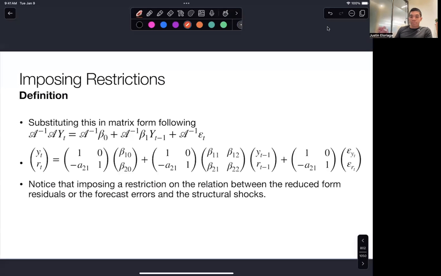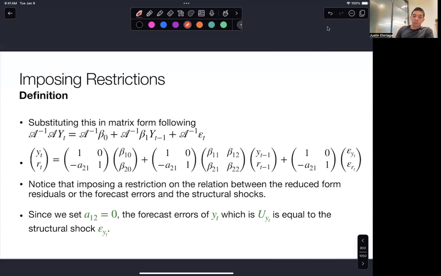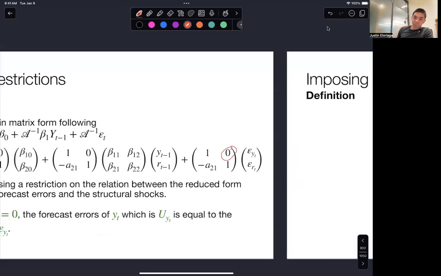So notice that imposing a restriction on the relation between the reduced form residuals, or the forecast errors, and the structural shocks allows you to move between them, right? Since we set A1,2 equal to 0, the forecast error of YT, which is UYT, is equal to the structural shock itself, because this thing here is 0, right?